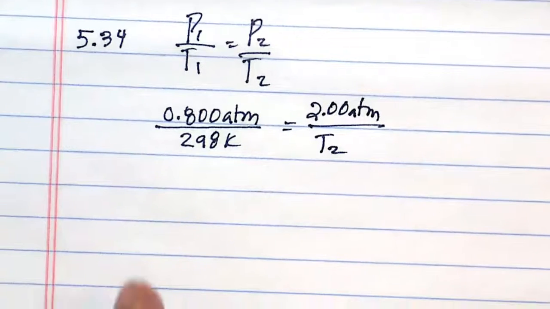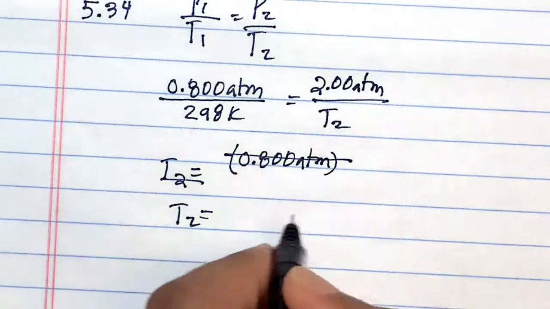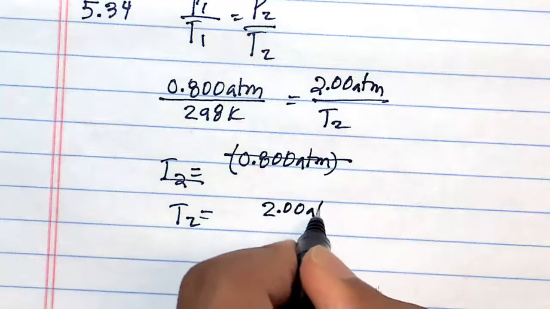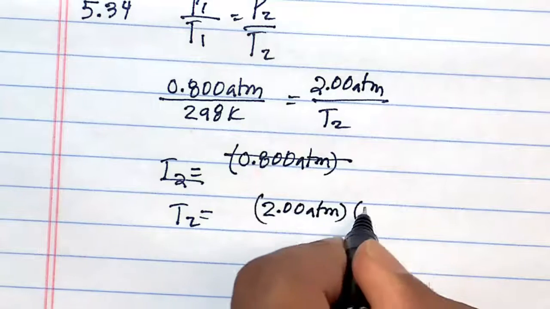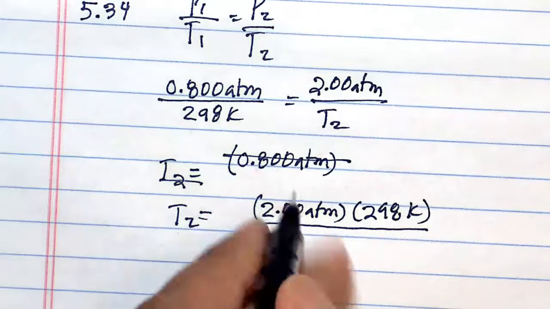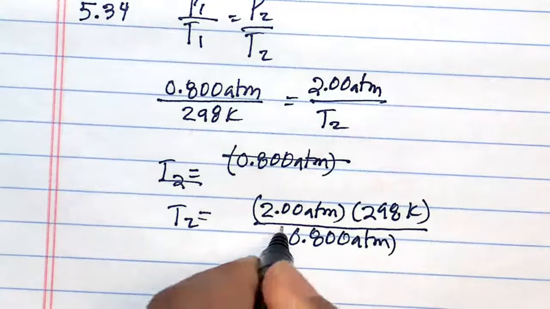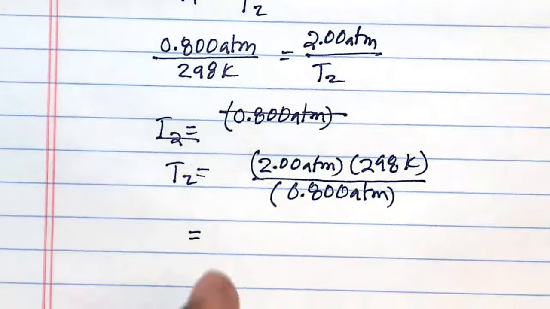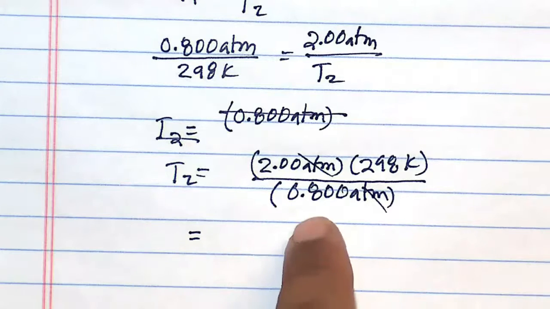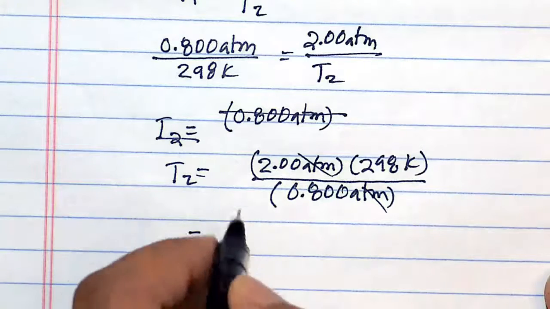Our problem asks us to solve for T2. We can cross multiply, so it's going to be 2 atmospheres times 298 Kelvin divided by 0.800 atmospheres. Then the atmospheres cancel each other out. So 2 times 298 divided by 0.8, and I'm getting 745 Kelvin.